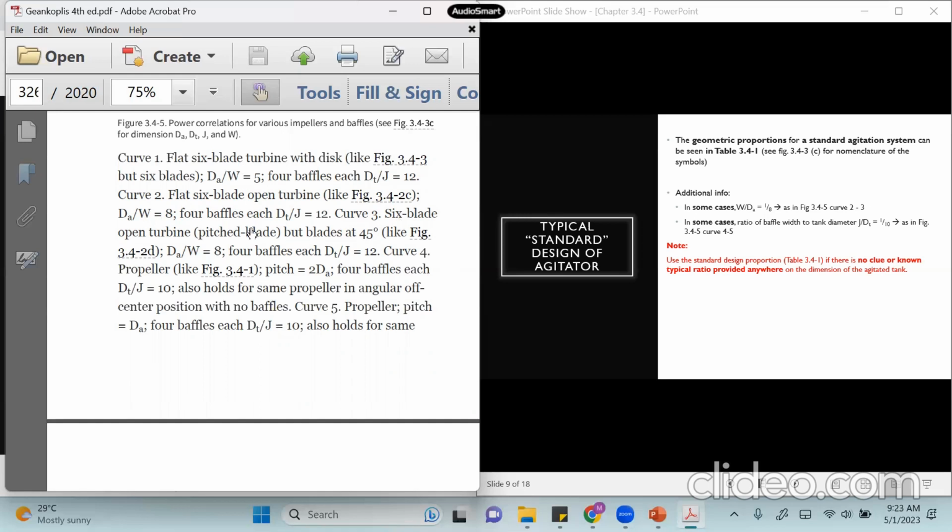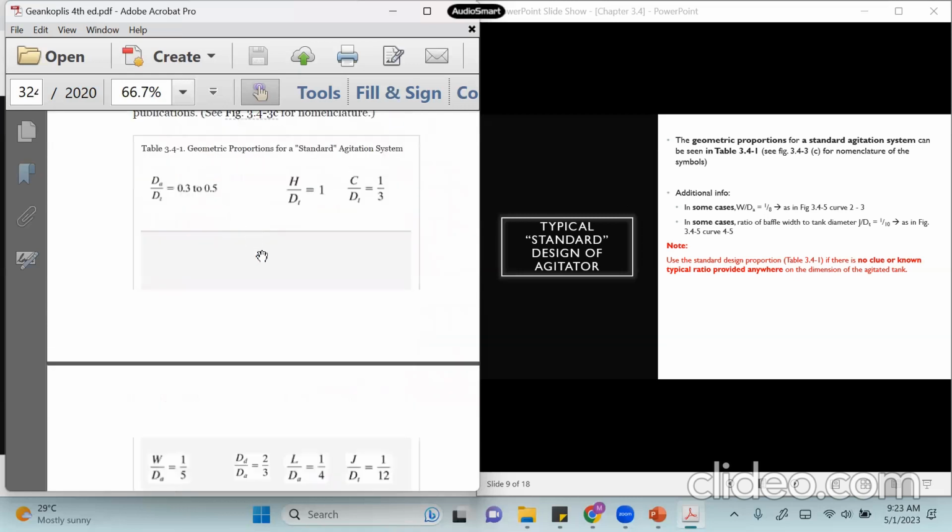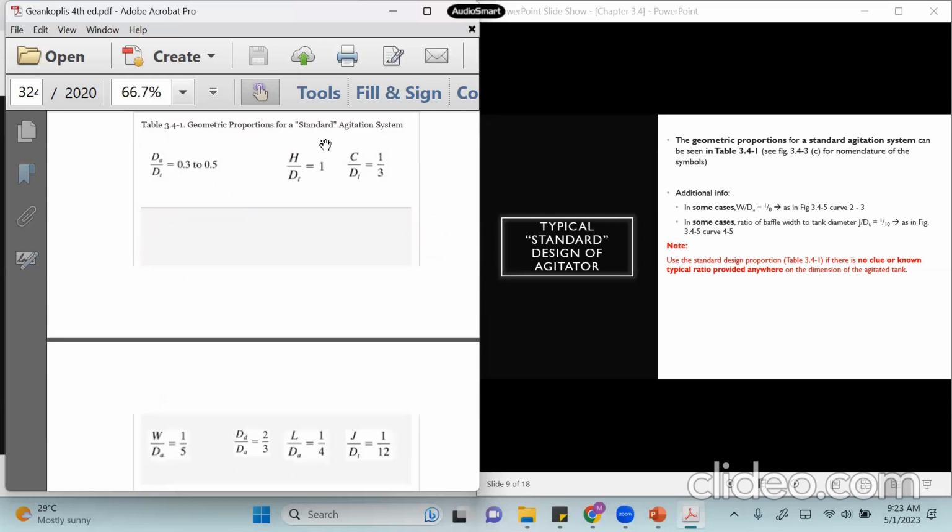So that's why I said, even though we have the standard geometric proportion here, this is actually for the ideal agitation system. But as I said, there's nothing ideal in the world, so it may change. In some cases, it's not 1/5, but 1/8.